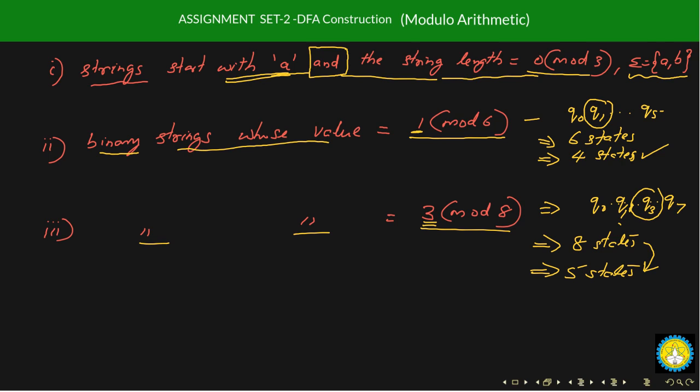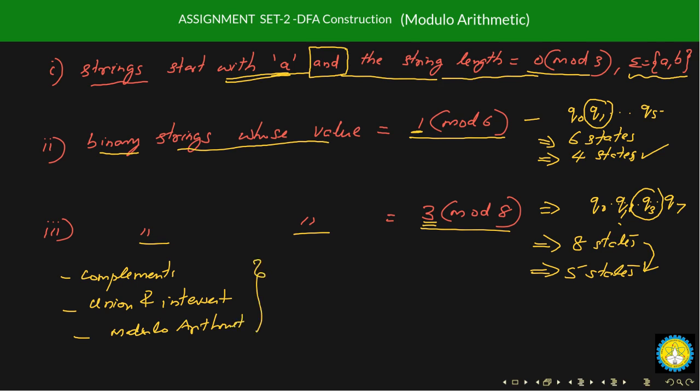Whenever you submit the assignments, we have already looked at assignments on complement representations. We have had assignments on union and intersection. And now I am also giving an assignment on modulo arithmetic based construction. Remember that only one assignment is posted in your Moodle with the heading assignment set 2 on DFA construction. You have to submit it as a single document, and you have to give headings. If you are doing a complements problem, you have to give the heading as DFA for complement representation.